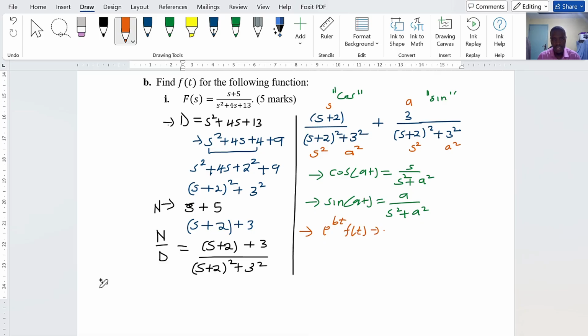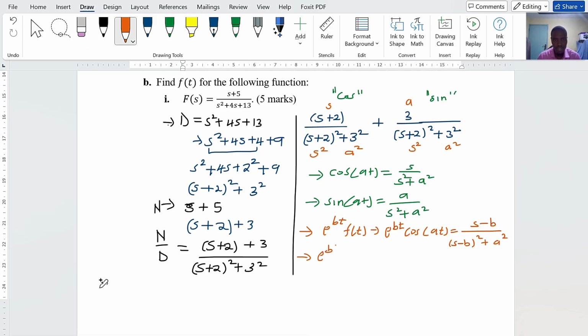Now we can have e^(bt) times f of t, where we can take cos at. Then it will shift this way. It will be cos at, so we need s on top, so s is shifting by b: (s minus b) over (s minus b) squared plus a squared, because we shift it by this factor. Now let's express the one for sine.